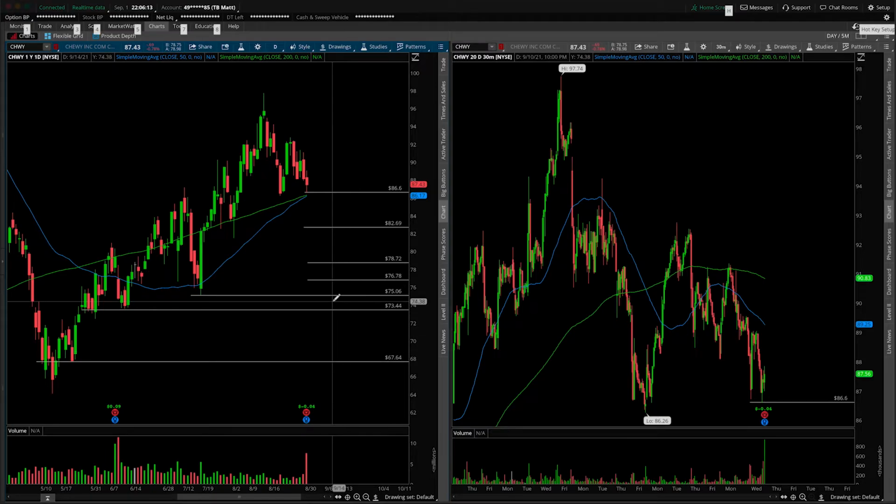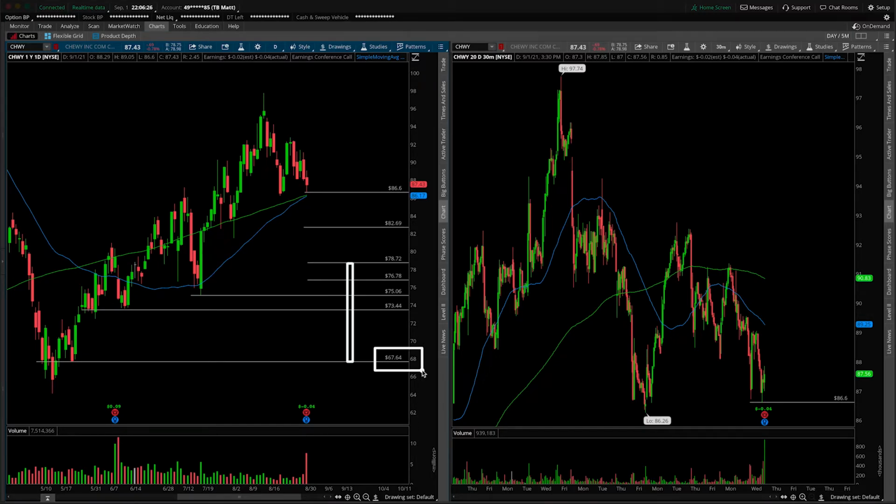Again, do I really think that Chewy's going to put in a daily candle that would look something like this, red to the downside? Not really, there's maybe like a 0.1 or a 1% chance even of that happening. That would be the structural area that I would watch out for to the downside if the world starts to end here inside of Chewy.